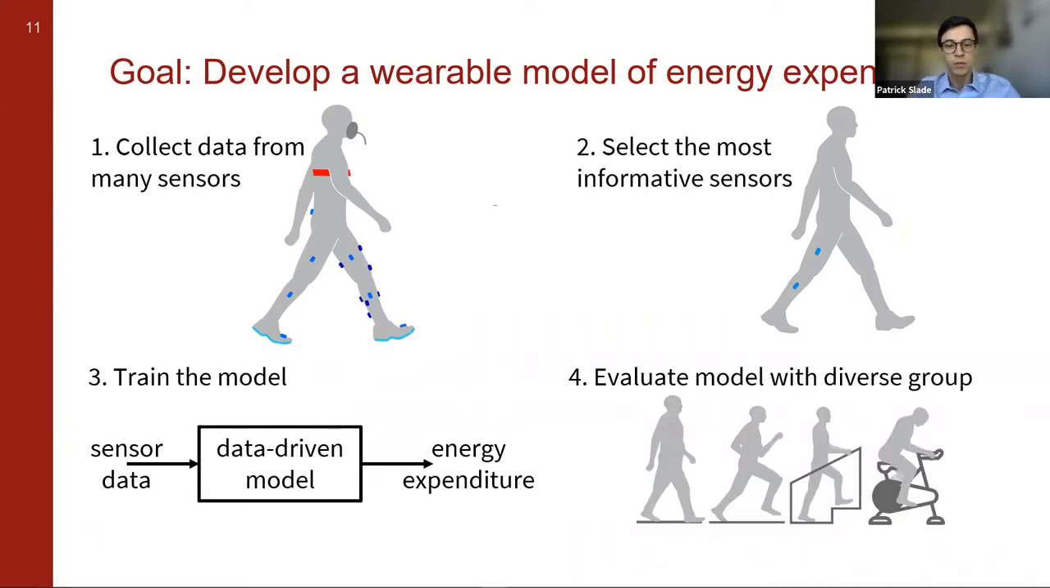And then the fourth step was to take this model and evaluate it with a new group of diverse participants. And here we mean physiologically diverse, so a range of age and weight to hopefully represent the adult US population. And here we get a good sense of how well this would work in practice if we were to deploy this like a smartwatch to many people. So we'll go through these experiments step by step and talk about the process.